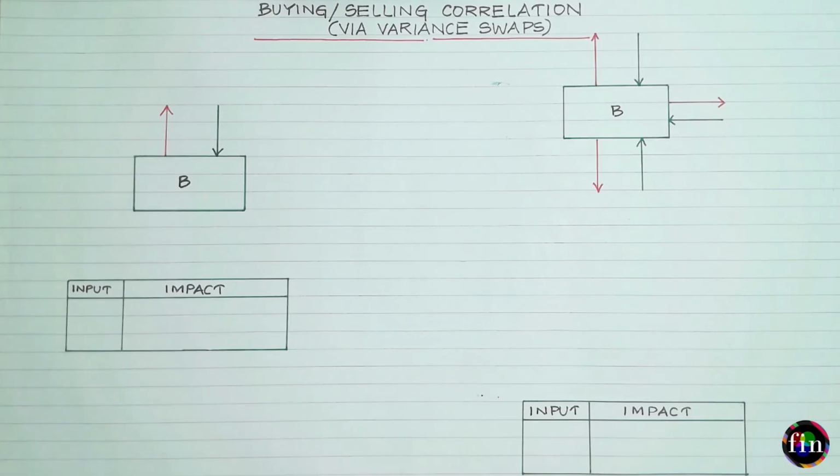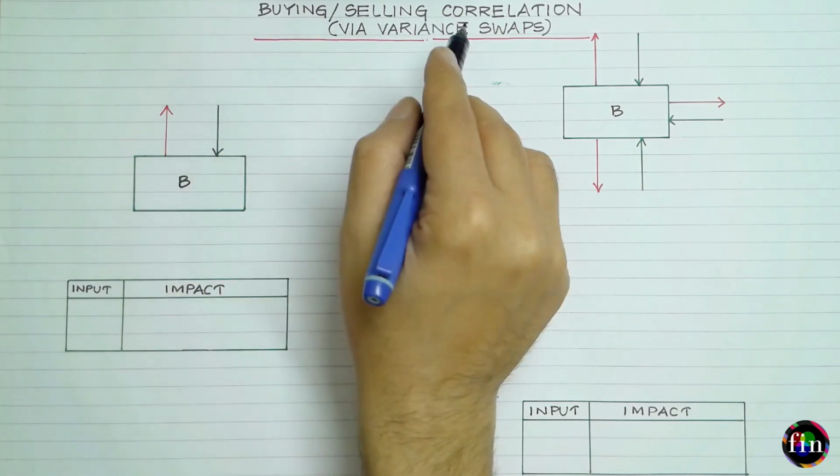In this short video, let's try and see how we can buy or sell correlation, and we'll try and do it using variance swaps. Now, before we take a look at what kind of trades will be required, let's clarify three things.